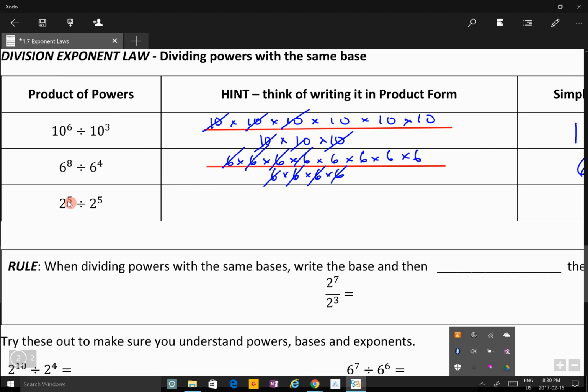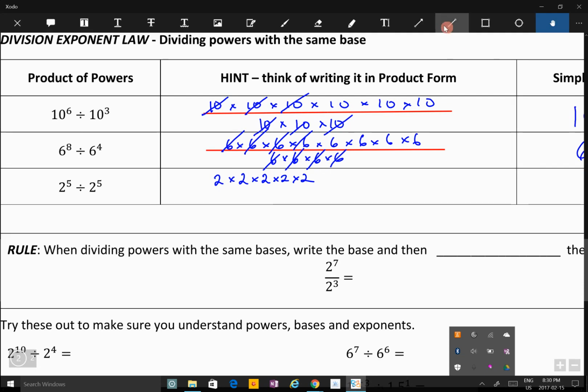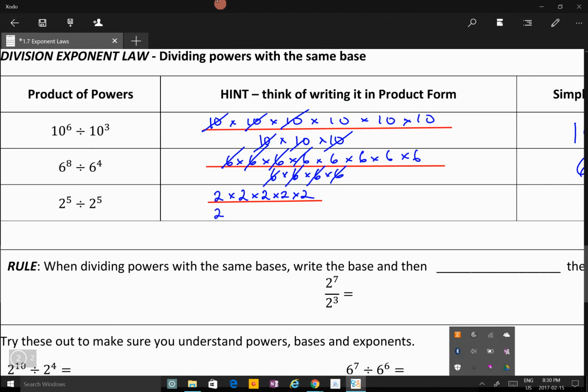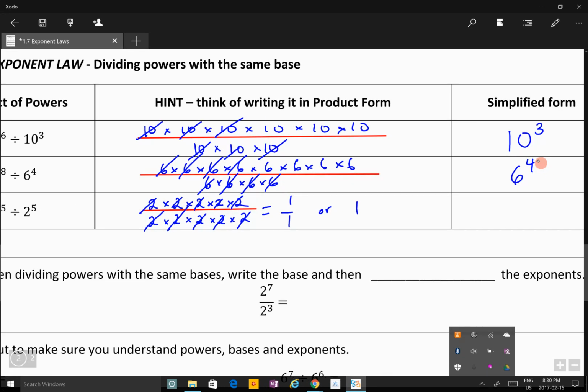Okay, let's try the next one, 2 to the power of 5 divided by 2 to the power of 5. Well, this one turns out to be a lot simpler. I write five 2's on the top, and I'm going to divide by another set of five 2's on the bottom. You'll notice that it becomes really simple. I can cancel everything. Essentially, this just becomes 1 over 1, or you can just say 1. So even with powers, if you have the same power on the top and the bottom, they cancel each other out and give you 1. So in simplified form, this is 1.